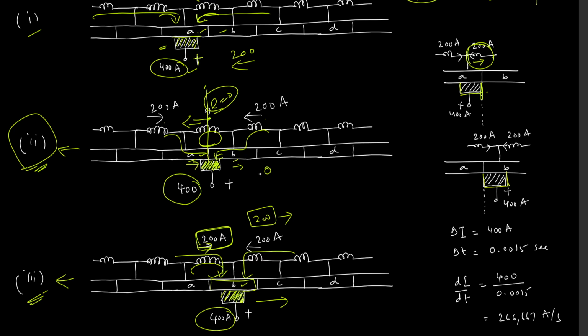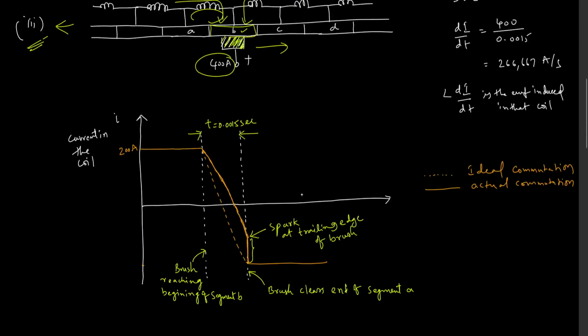When the brush position completely occupies the commutator segment B and just leaves commutator segment A, then this reversal from 200 on this side to 200 on the other side takes place. I have shown here, this is positive 200 amperes contributed when the brush position is at A. The brush is just reaching the beginning of the segment B. Just as it is touching the segment B, the reversal process actually starts.